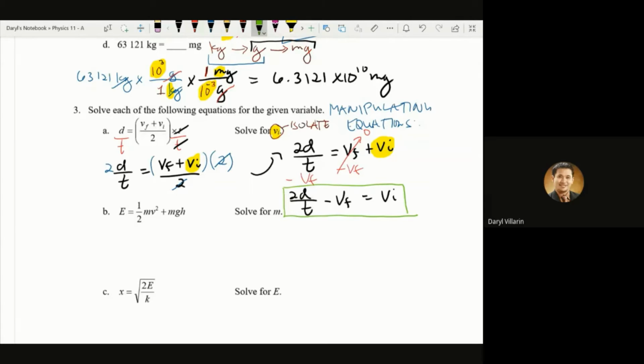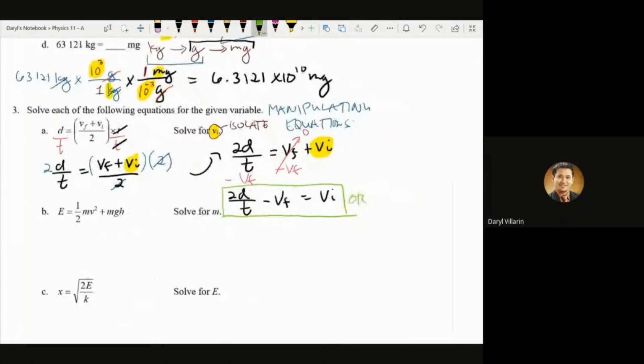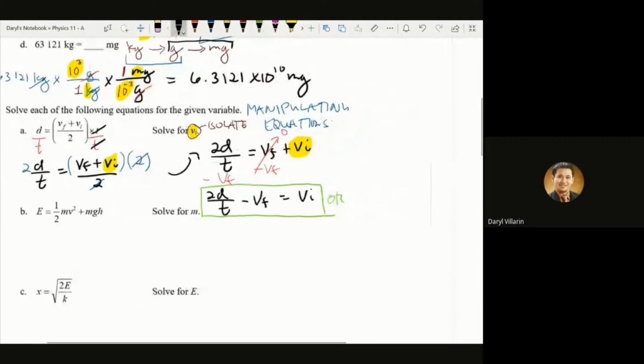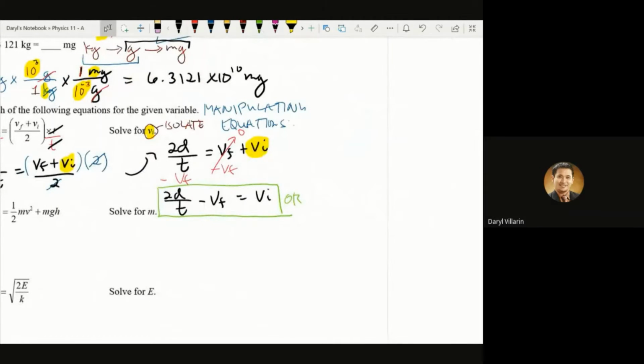So essentially, if you're solving for that variable, that only means isolating. Or if you want, conventionally, we always try to write our unknown, at least the variable that we are solving, on the left-hand side of the equation. But that is just the same thing as vi is equal to 2d over t minus vf. So essentially, I'm not doing anything here, just trying to reverse the placement between the two sides of the equation. I can flip them over and it doesn't change.